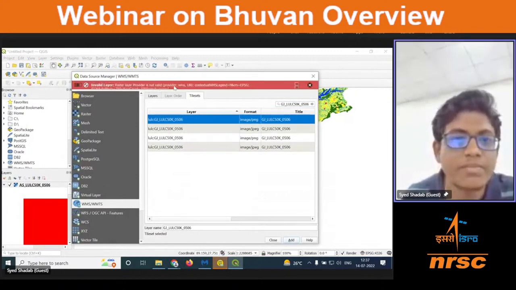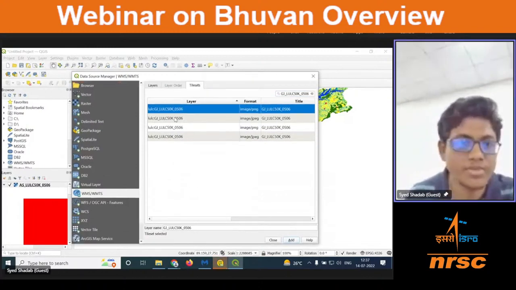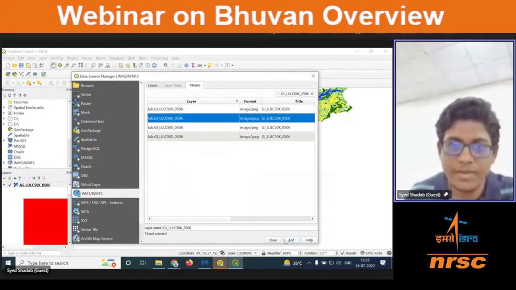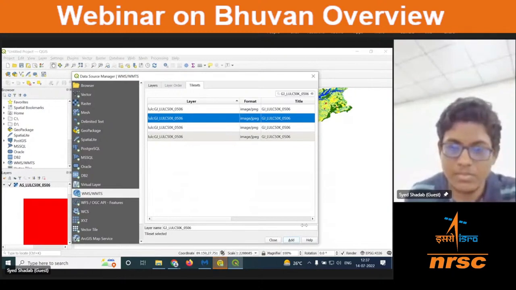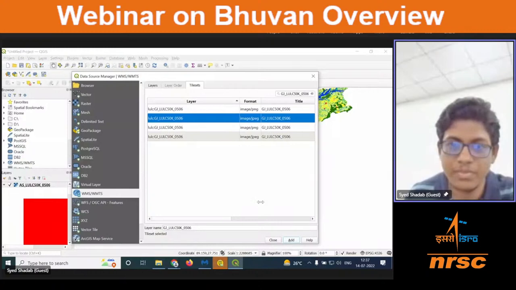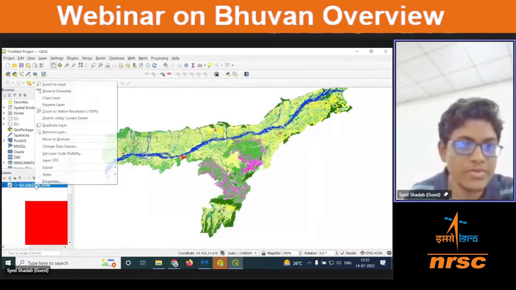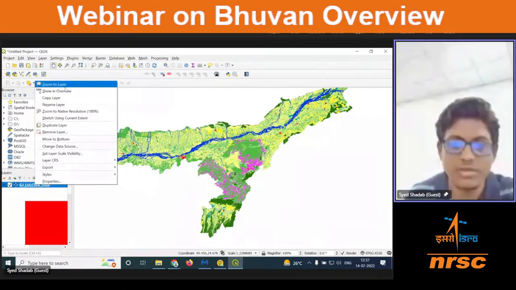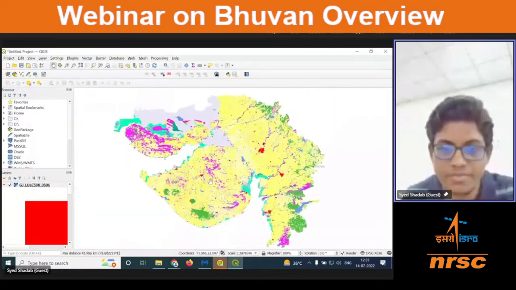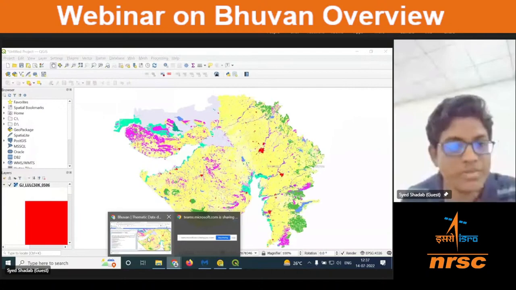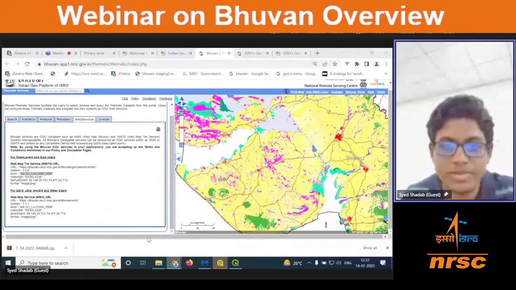Okay, some invalid layer error is coming. I have to check. If I click this Add, it's taking time. So if I zoom to the layer, you can see the Gujarat layer is being added. So whoever was asking the question, am I able to answer it?